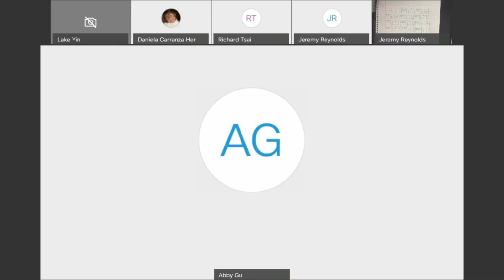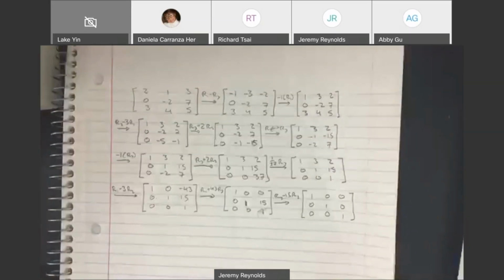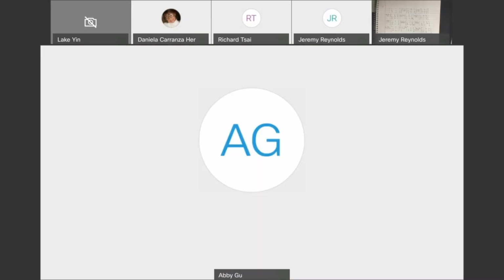So does that include the answer already? No, so this is just a matrix. This is not an augmented matrix. Oh, okay. So the answer is not part of this. Oh, yeah. Thank you. Okay.